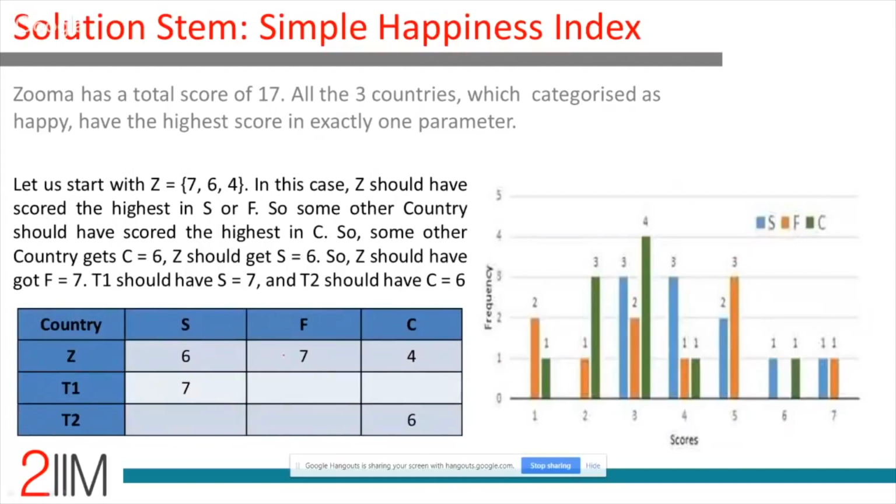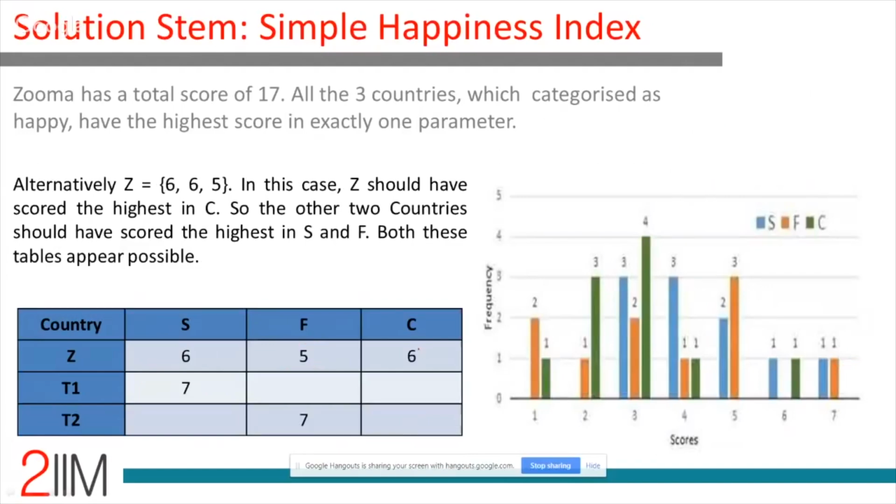If 7 is in F, that means F orange is taken for Zuma. That means this green cannot be the 6 that Zuma has. That means S should be 6 and C should be 4. Or if this were 6, 5, 6, the 2 6s are taken and the 5 remaining should be the orange one, F. Okay. Now think about this.